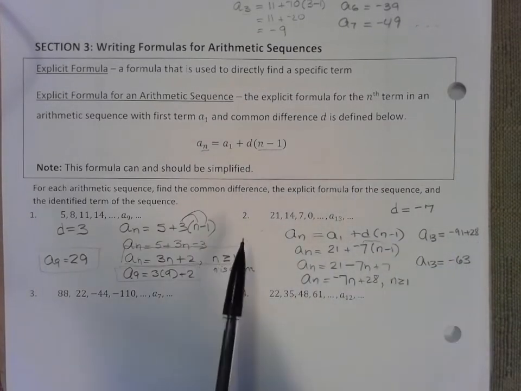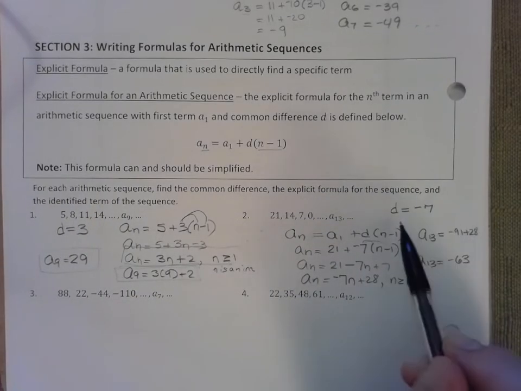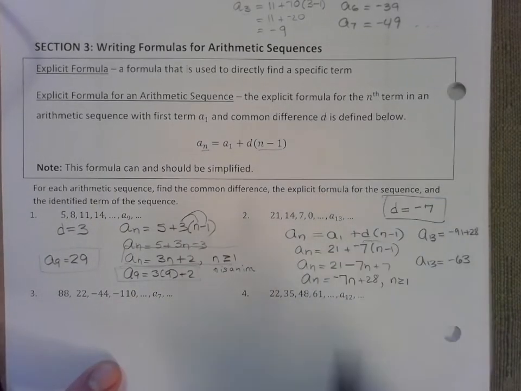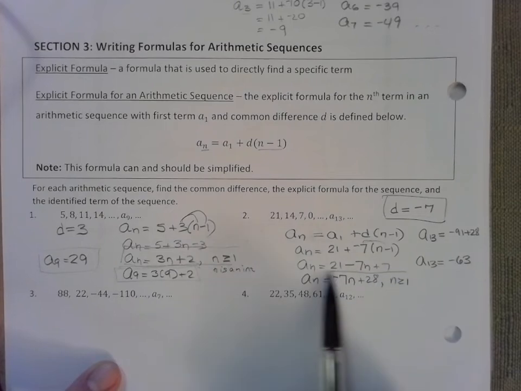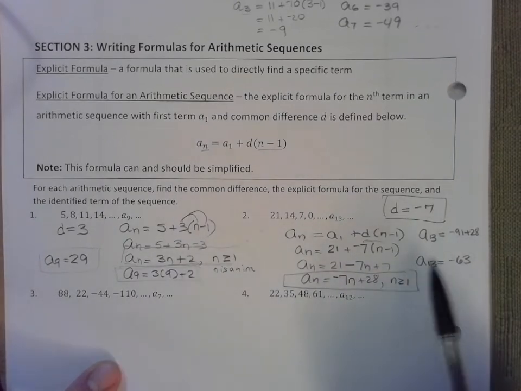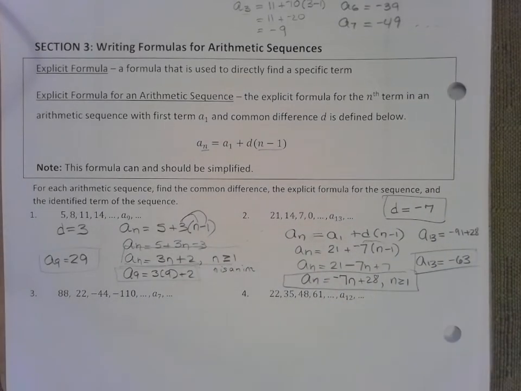Okay, so going back to the directions. The common difference is negative 7. The formula for the nth term is this down here, and our specific term is negative 63. We got 2 more exercises at the bottom of the page, and then we continue on to the next page. Question 3. This looks like it's decreasing by 66 each time.